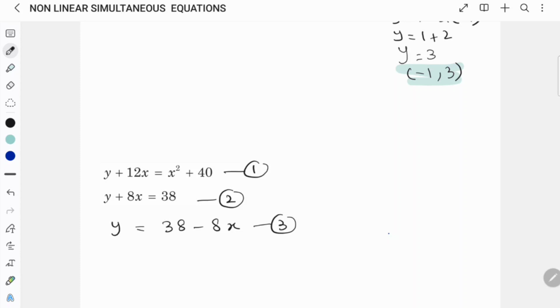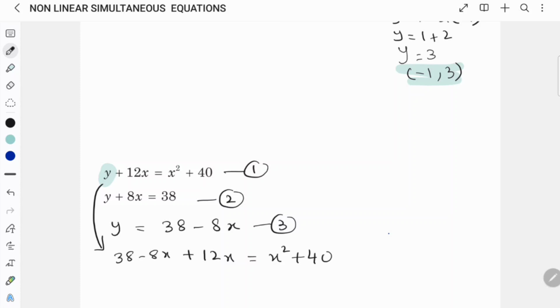Alright, now I'm putting y is equals to 38 minus 8x. So where is y? Here. I just write down 38 minus 8x. So 38 minus 8x plus 12x, I'm just putting it here, okay, equals to x square plus 40.